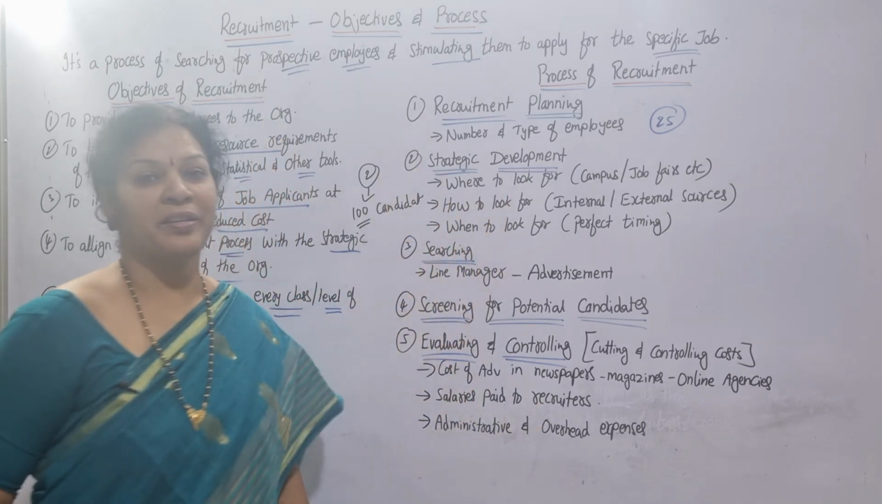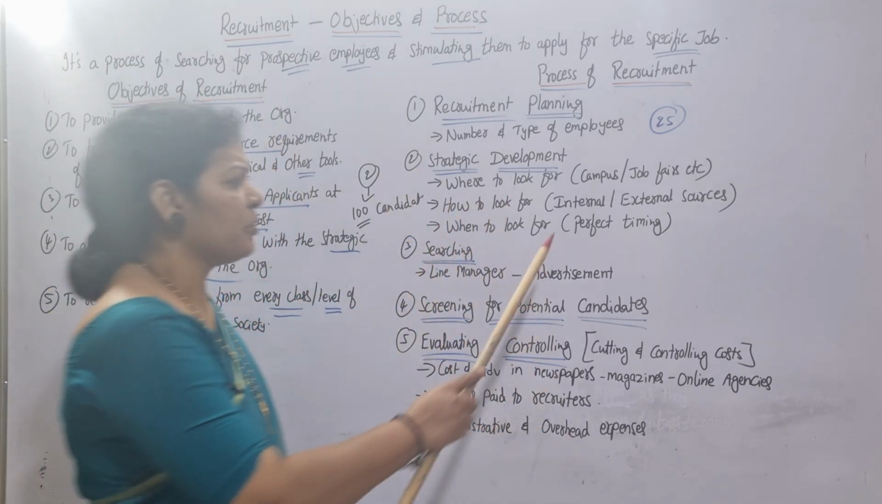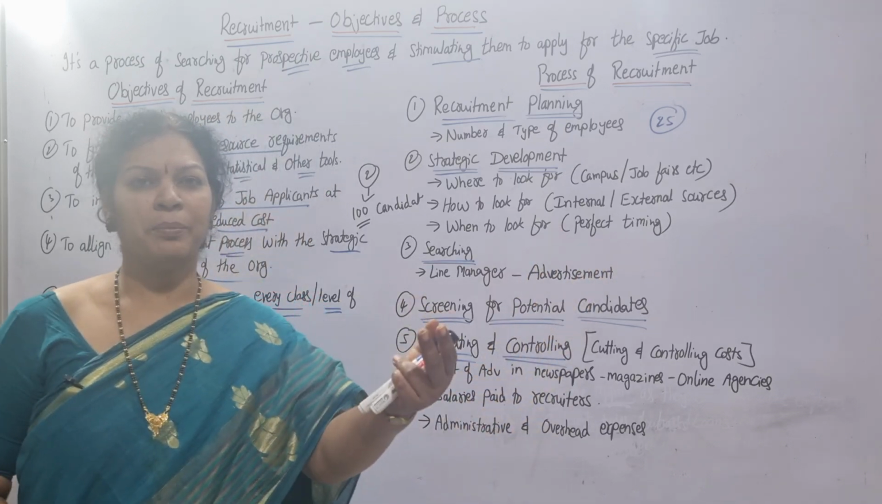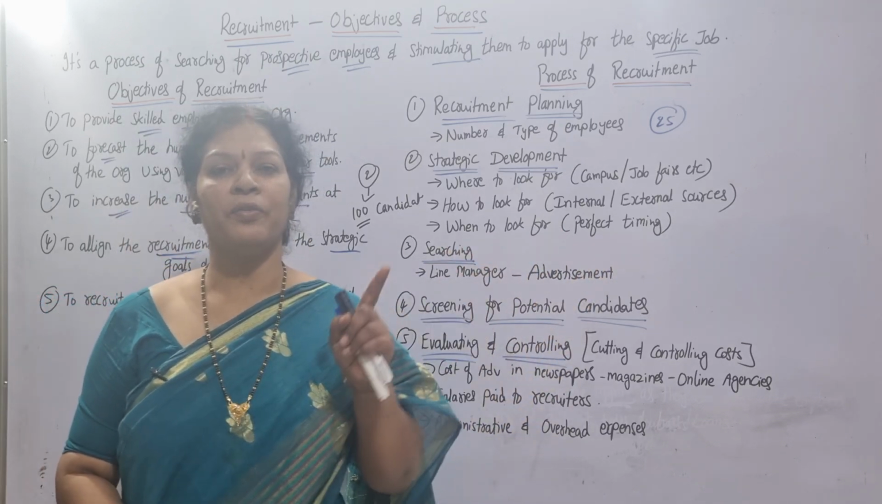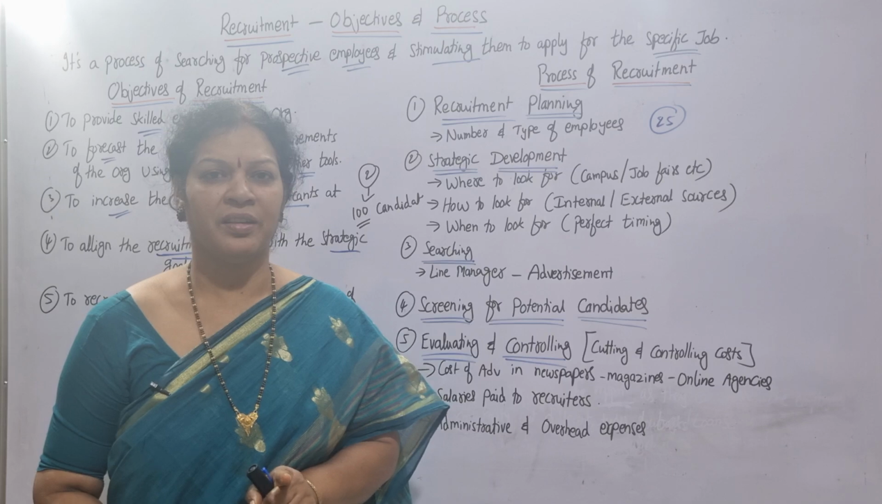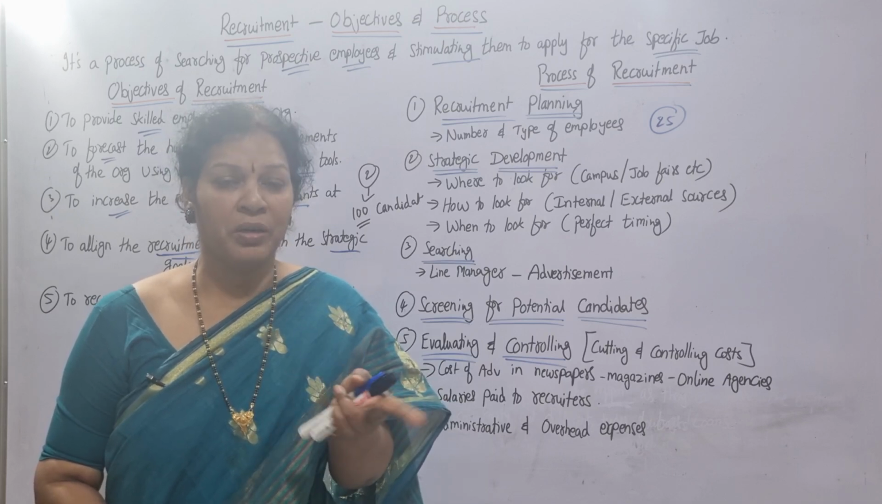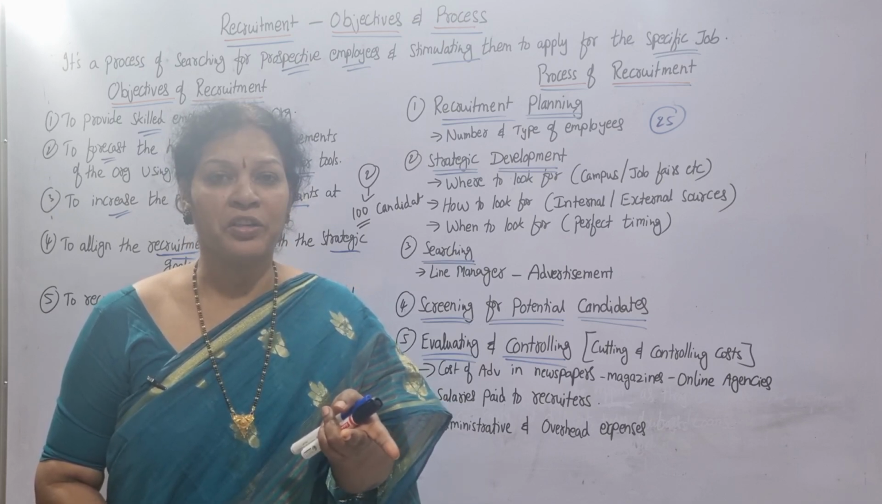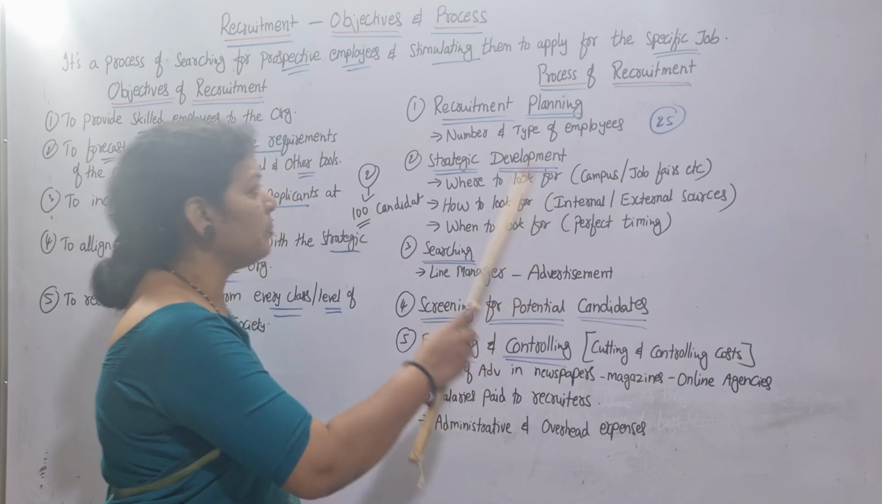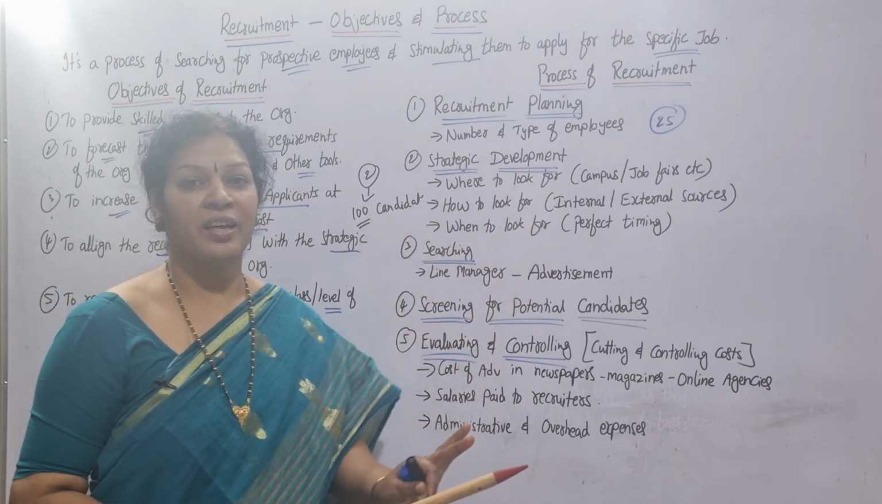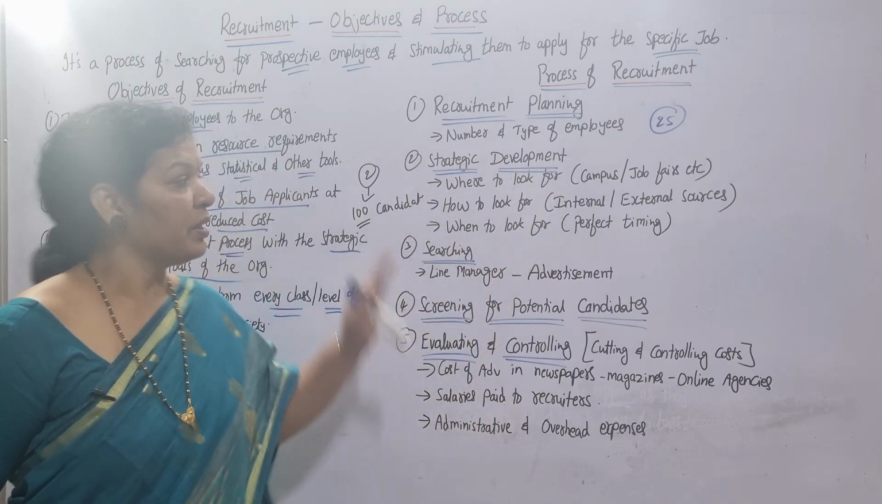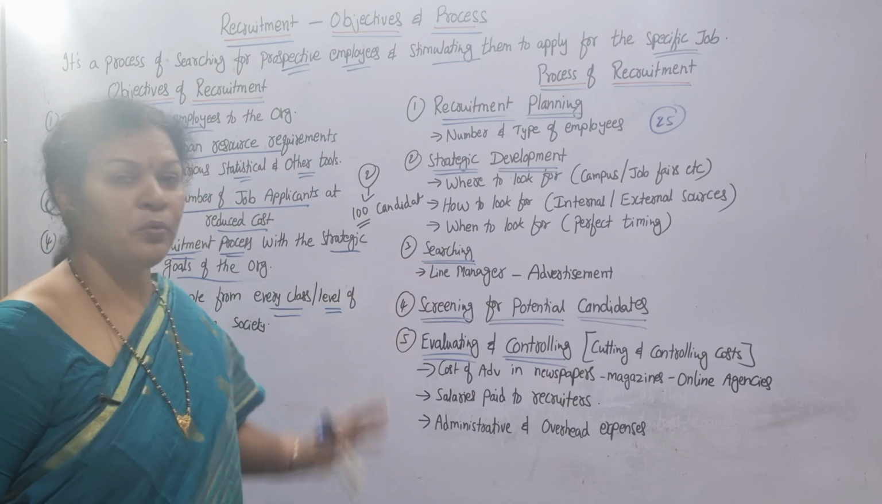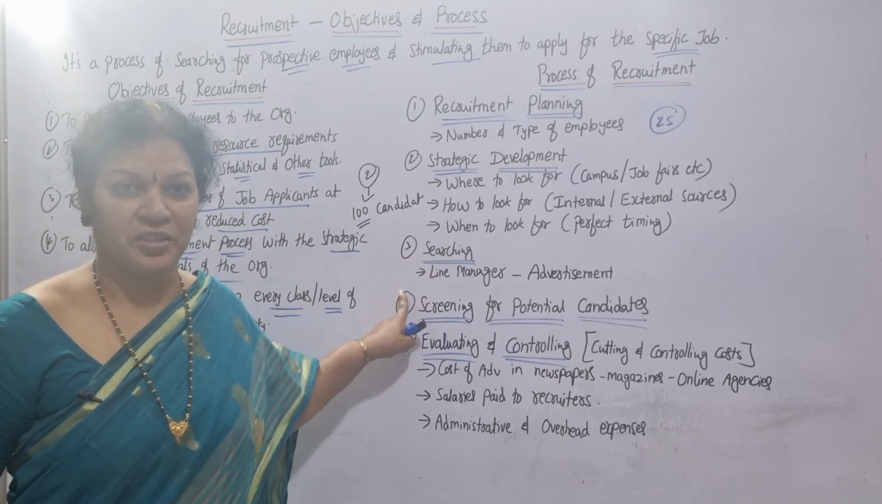And when to look for, when do you want? So that is perfect time. I want employees to be recruited by end of this year, after 2 months. Like what is the date, when are you expecting? So these 3 points together we can say strategic development. If this process is over, next we can go for the third process, searching.